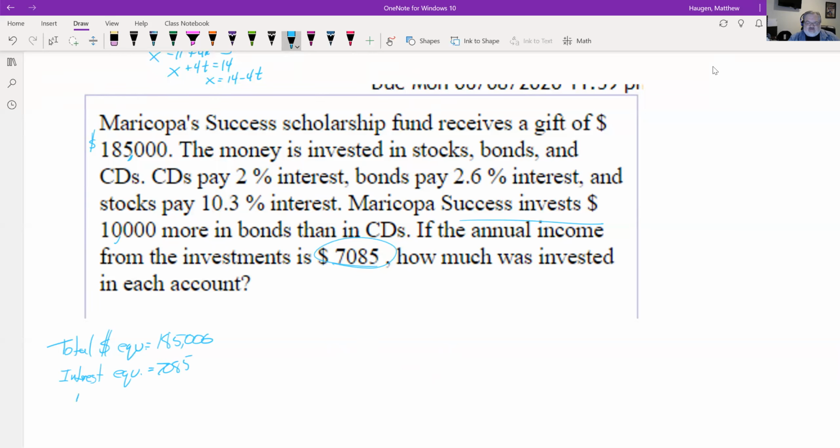So we will have a bonds versus CDs equation. And if we subtracted them, we would get the 10,000. So that's probably going to end up being equal to 10,000, depending on how we write that equation. Those are the 3 relationships that the problem talks about. Each one of those relationships will be an equation.